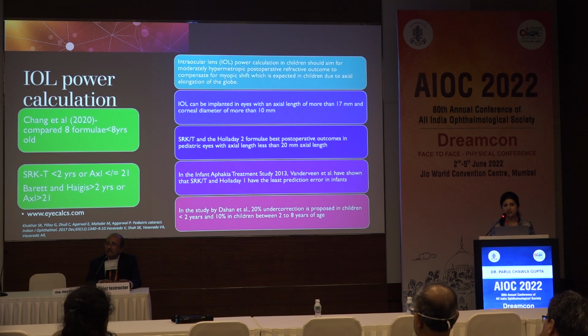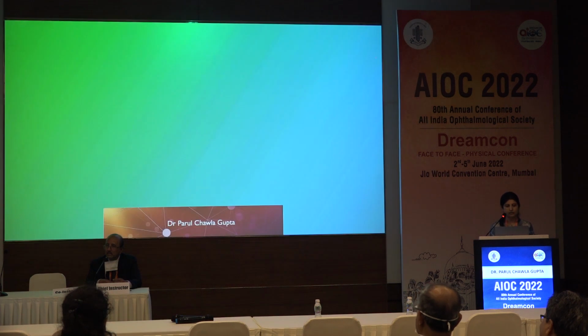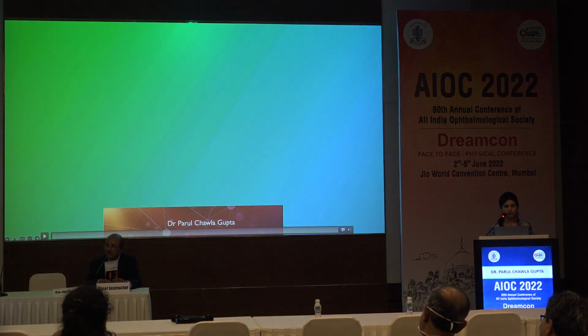There was a recent study by Chang et al. in 2020 which compared 8 formulas in less than 8-year-old children, and SRK/T was the best in axial length less than 21 and age less than 2 years. And the Barrett and the Hagis were best for the age group more than 2 years and axial length more than 21. So this is one video which I'll be showing you.